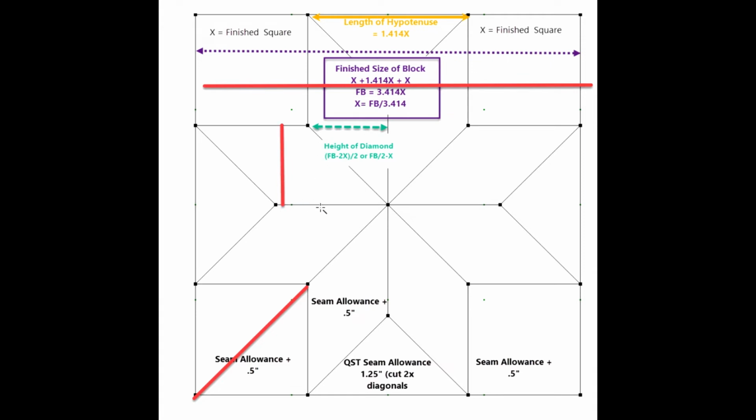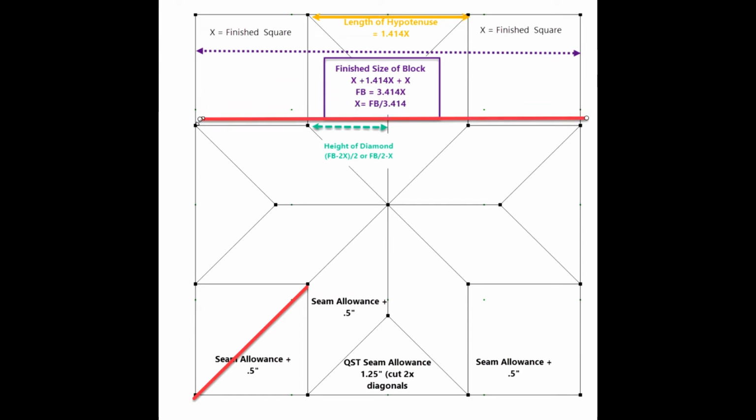That's how you measure the height of a diamond. You don't measure it over here. You don't measure it over here. You measure it at the widest points. And this is typically what your strip width is when you cut. All right? So if we want to find the size of our diamond, and we've already solved for our squares, then we know that the finished block size minus twice our finished squares is going to give us this measurement here, which is the 2 diamonds together.